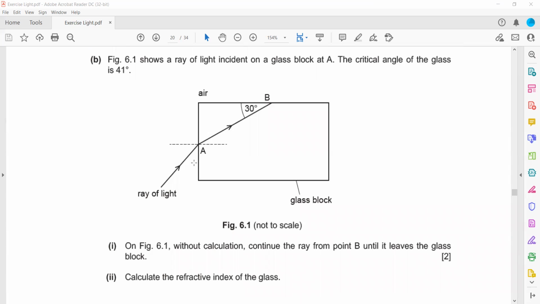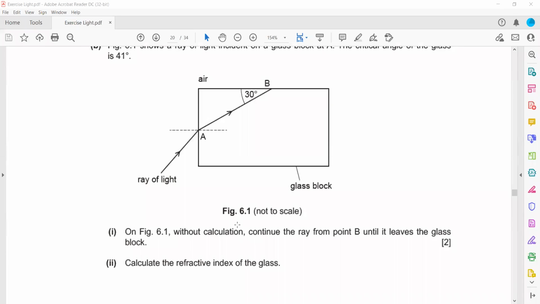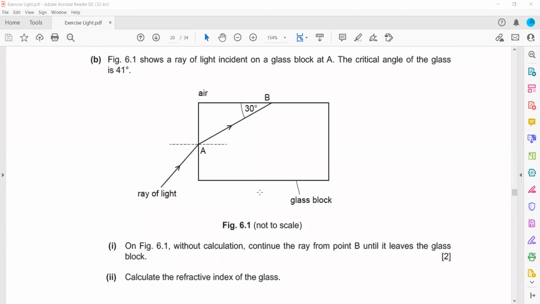Figure 6.1 shows a ray of light incident on the glass. The critical angle is 41°. On the figure, without calculation, we don't have to calculate anything, continue the ray of light until it leaves. First they mention the critical angle is 41°. If the angle of incidence is 41°, then the angle of refraction is 90°. Otherwise, if it is more than 41°, there will be total internal reflection.